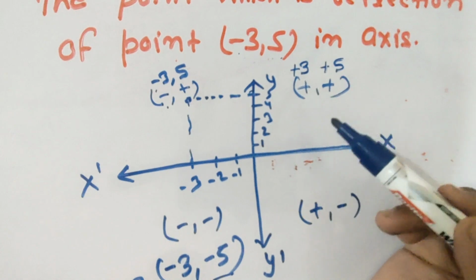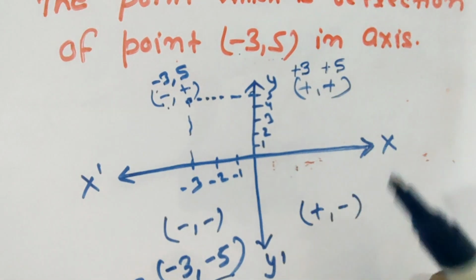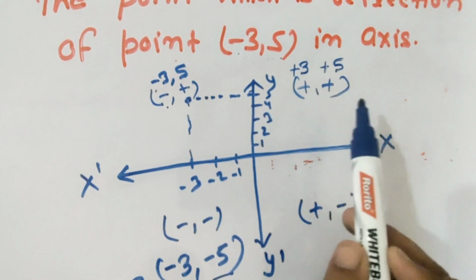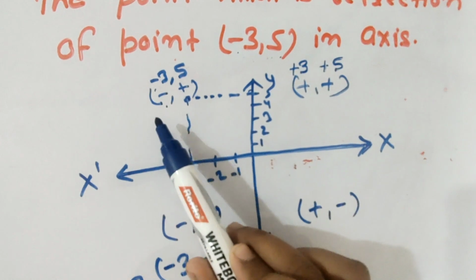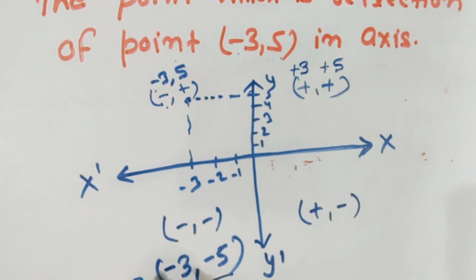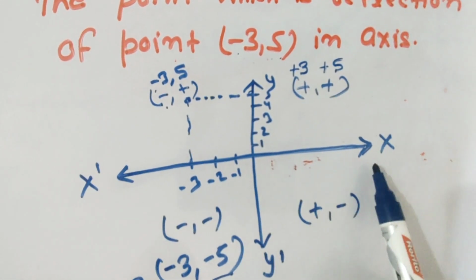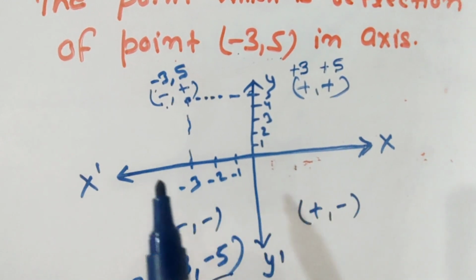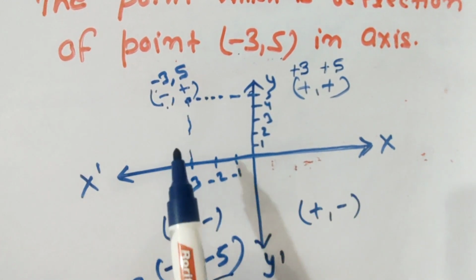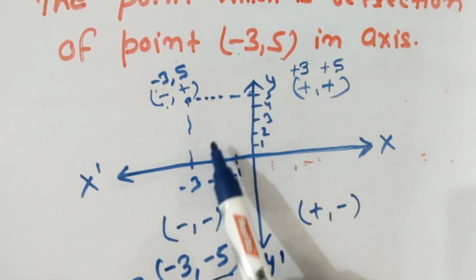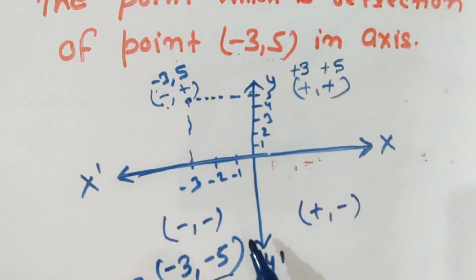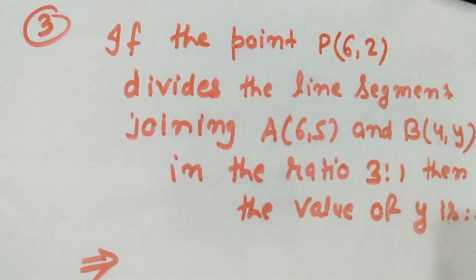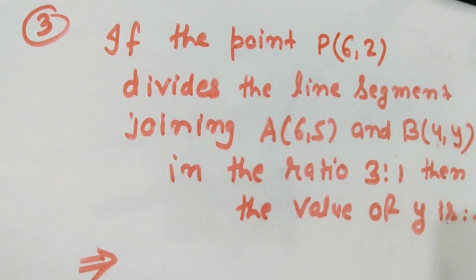This is a very easy question, only for clearing the concept. Which coordinate is positive? In the first quadrant both numbers are positive. In the second, x is negative and y is positive. In the third, both are negative, and in the fourth, the x coordinate is positive and the y coordinate is negative. First you mark which quadrant the point comes in, and then say your reflection for the x-axis. This is the x-axis and this is the y-axis. Next, go to the third question.